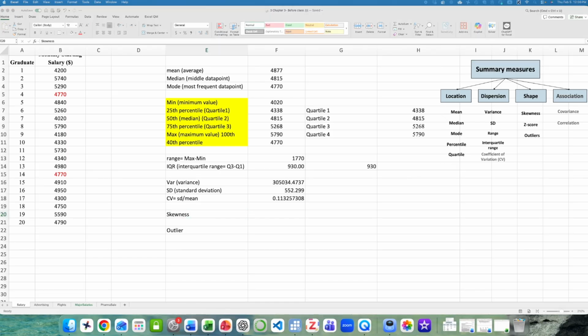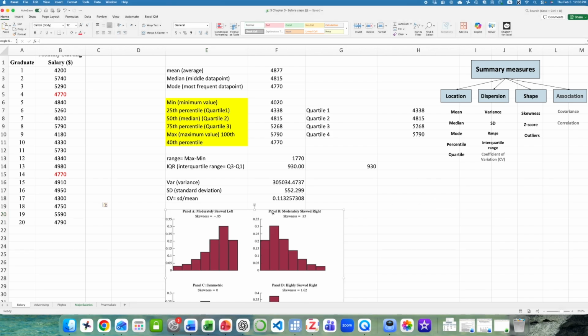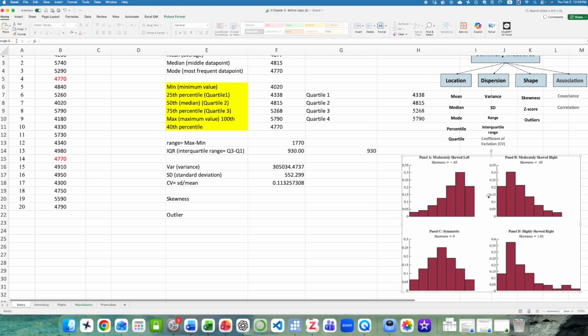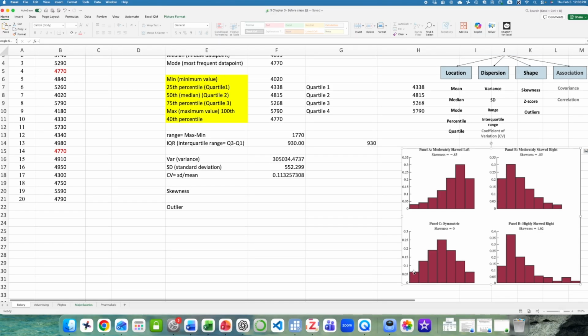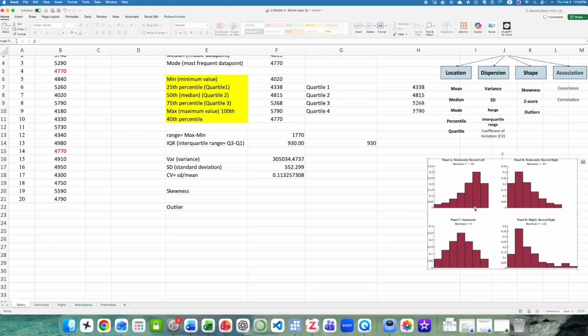The first measure is skewness. I'm going to put a picture here. If this is a distribution for the data, we can see that some of the data are skewed to the left, to the right. Some data can be completely normal without any skewness, and some data can even be extremely skewed. Skewness gives us an understanding about the shape of the data.